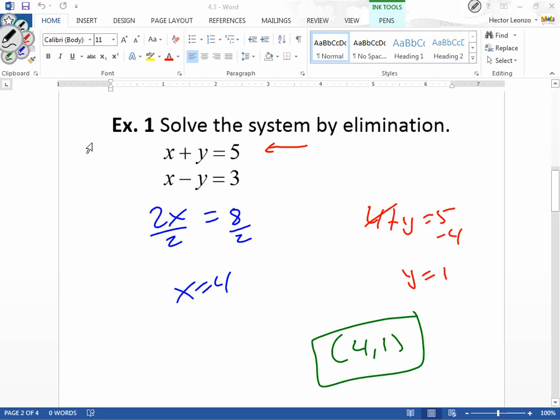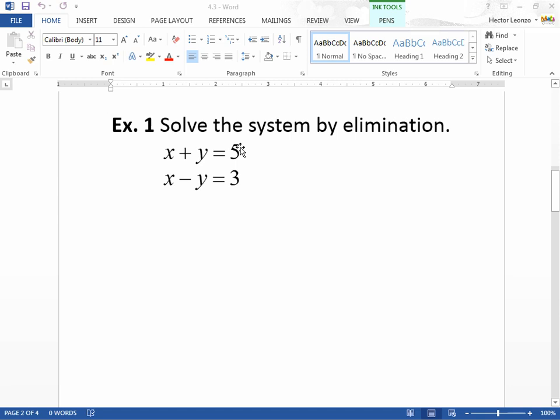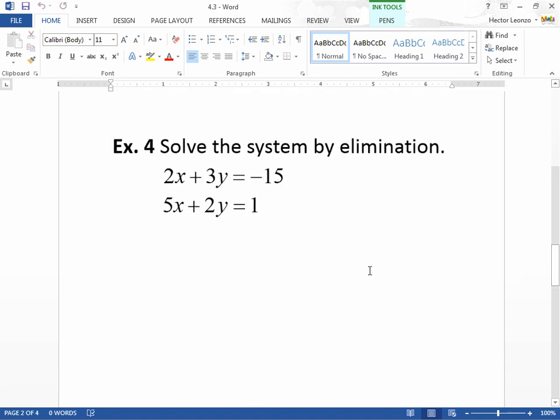And if we check it, I have 4 plus 1 is equal to 5, which is true. I have 4 minus 1 is equal to 3, which is true. So this is how we do elimination. We want to combine our like terms and one of the letters cancels out, right? It eliminates itself. The only bad thing though is that when we have some of these, if I combine the x's, I get 7x. If I combine the y's, I get 5y. So none of them cancels out.